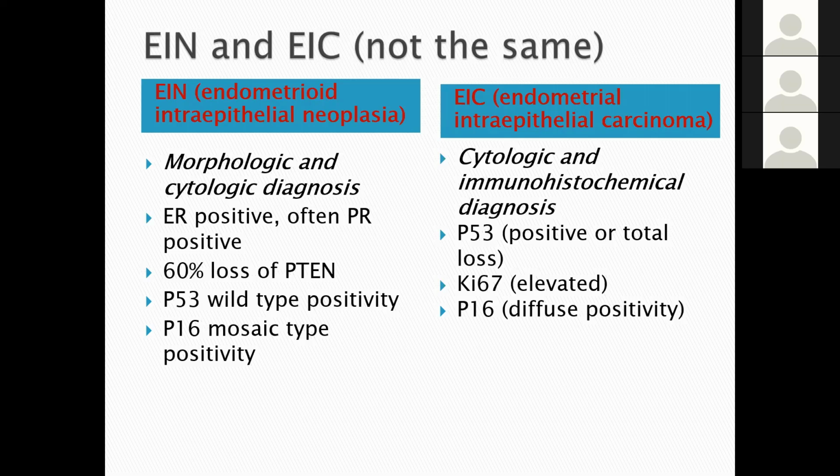It's a difficult stain to interpret because you're looking for negative stains, right? So the background will be your positive control. But other things can have loss of PTEN. So you cannot rely on PTEN alone. You rely on your H&E. And then other stains, P53 and P16, are not positive.